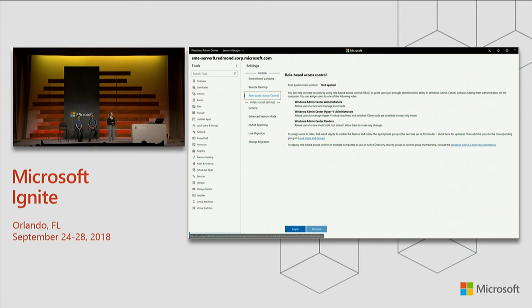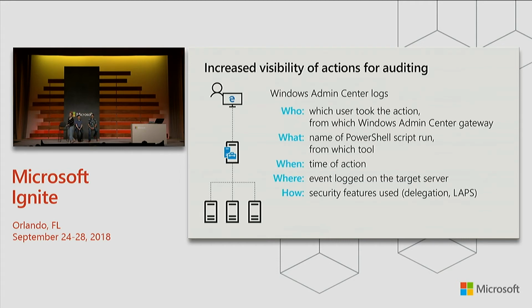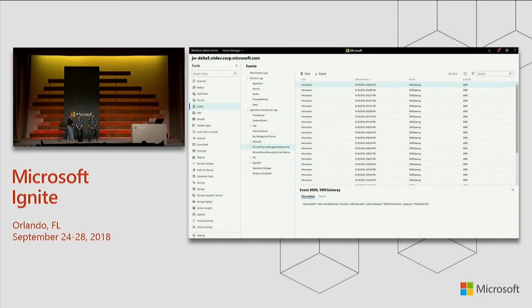Beyond these security features that I've shown you, Windows Admin Center also logs all the actions that are taken on your managed servers for the purposes of auditing. And so Windows Admin Center will log the who, what, when, where, and how of all of these actions performed on your servers. So you can see them in the event log in the Microsoft Server Management Experience channel.